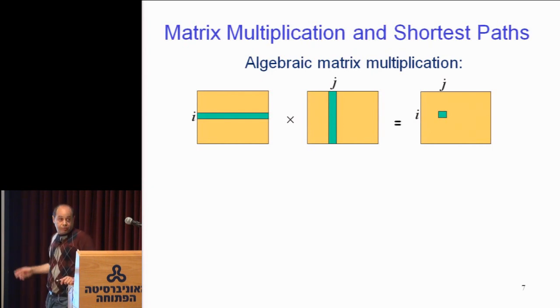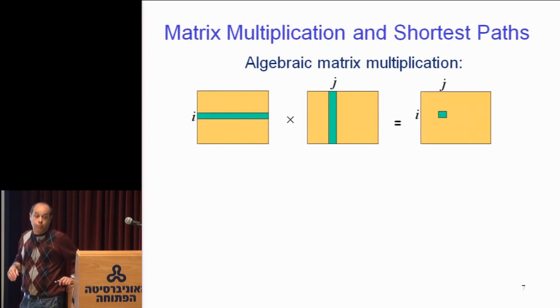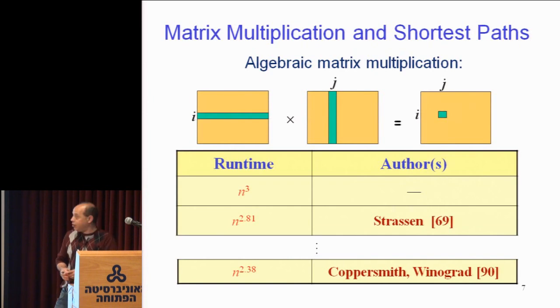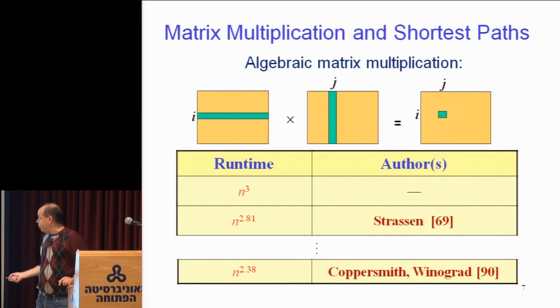Just to find one entry in the product, we do an inner product of row I and column J. And if we do it naively for all entries in the product, this will take us a cubic number of multiplications, in particular a cubic number of arithmetic operations.